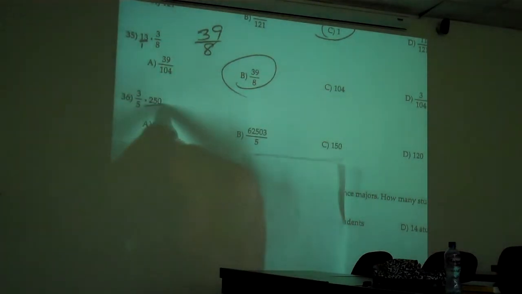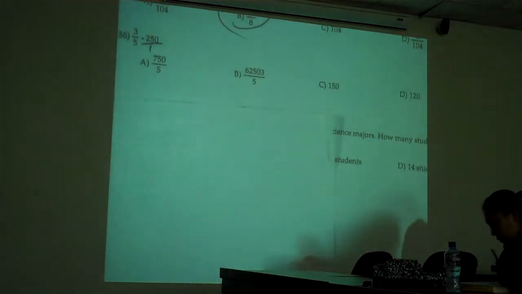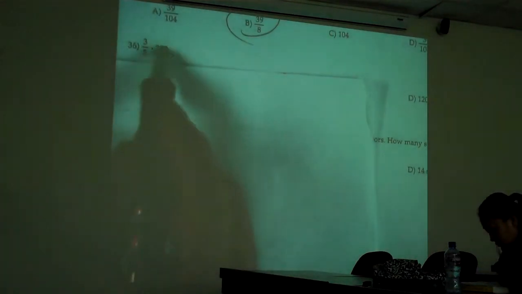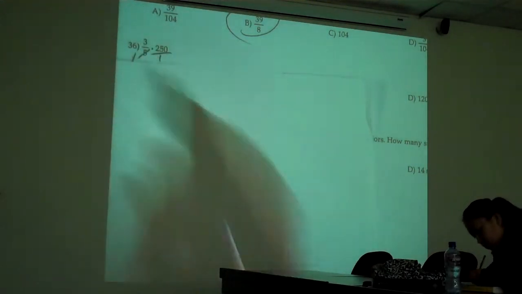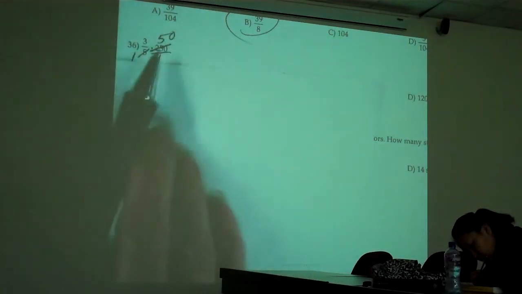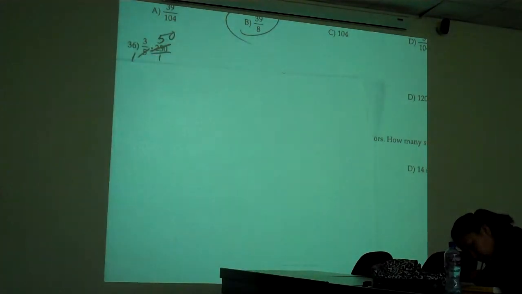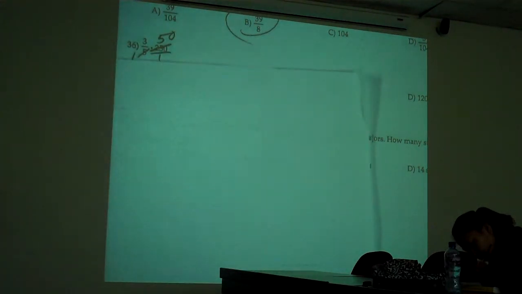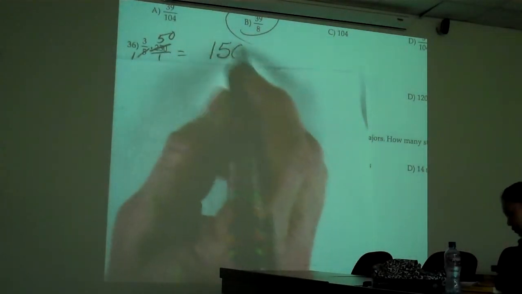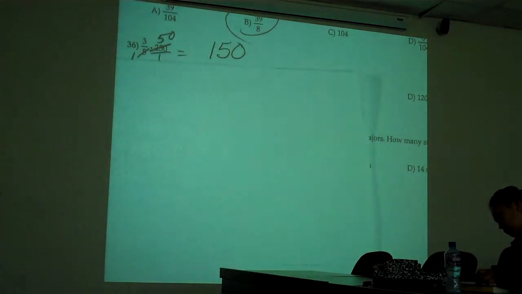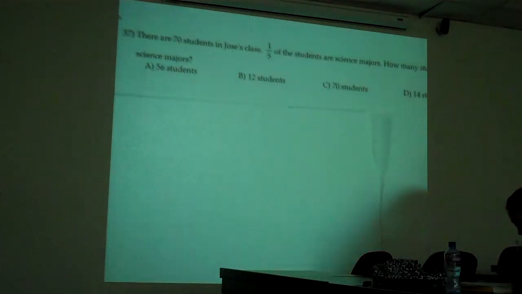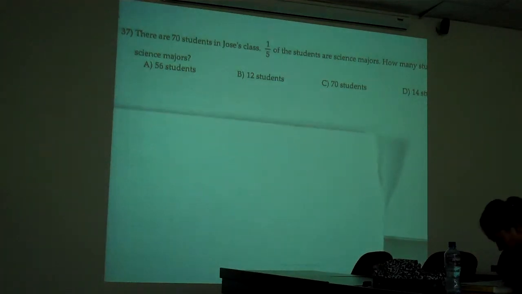Okay, 3/5 times 250. What can we do with that first? Divide by 5? Yes. Divide by 5 is 1. Divide by 5 is 50, because 5 goes into 25 and then a 0. Okay, 3 times 50 is 150. So that's 150. Okay, solve the word problem.